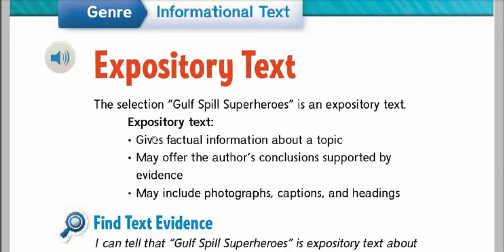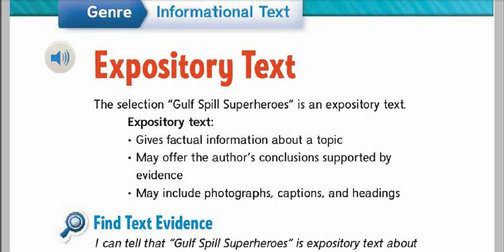Here we have the main points about the expository text. The first one, it gives factual information about a topic, or it gives facts about a topic. The second one, it may offer the author's conclusions supported by evidence. It can explain or show the readers the conclusions or the results that the author got, and these conclusions are supported by reasons or evidence. The last point, it may include photographs, captions, and headings. Also, it can include diagrams.